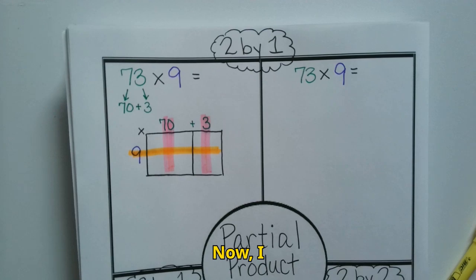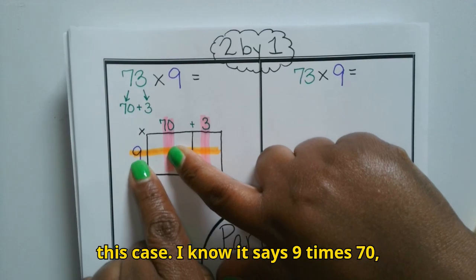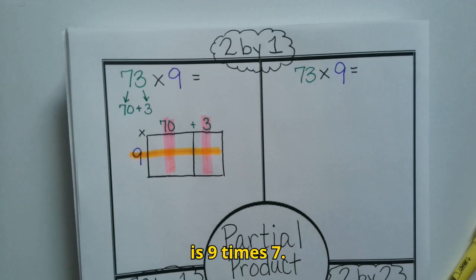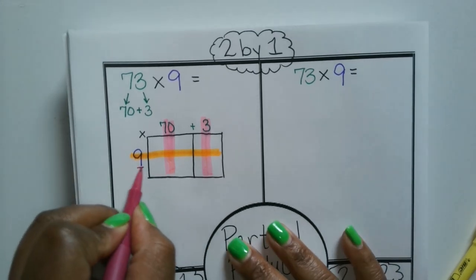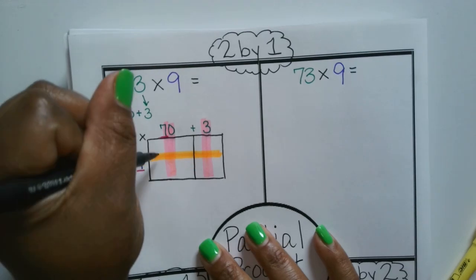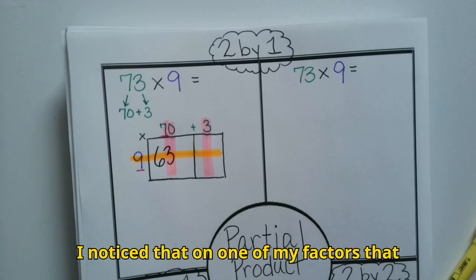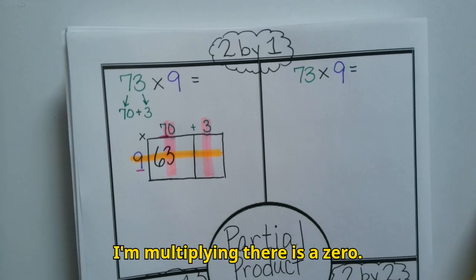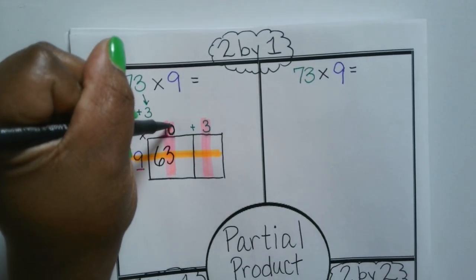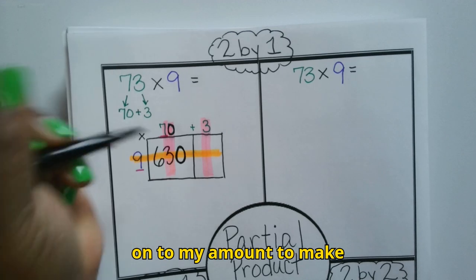Now, they can follow the highlighting to see what is going to be multiplied in this box. In this case, I know it says 9 times 70, but really all we need to look at is 9 times 7. 9 times 7 is 63. I noticed that on one of my factors that I'm multiplying, there is a 0. So because there is this 10 here in 70, I know that 10 is added on to my amount to make 630.